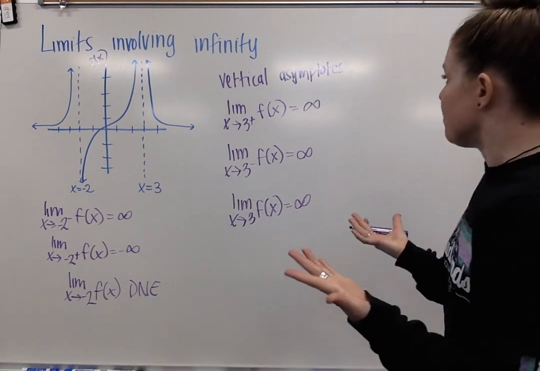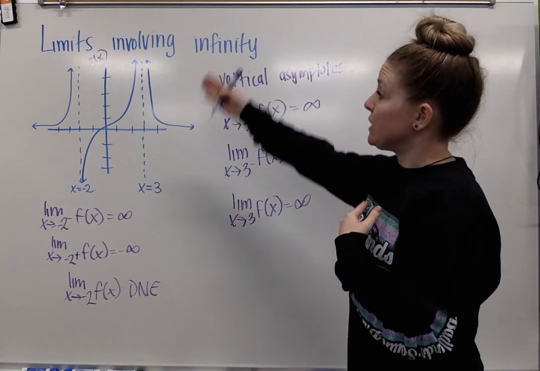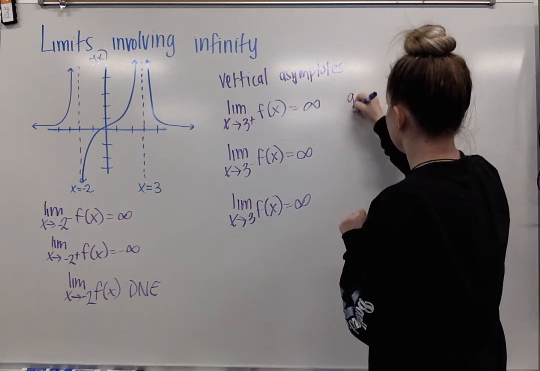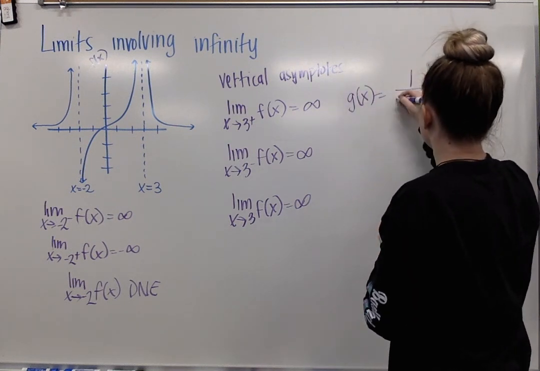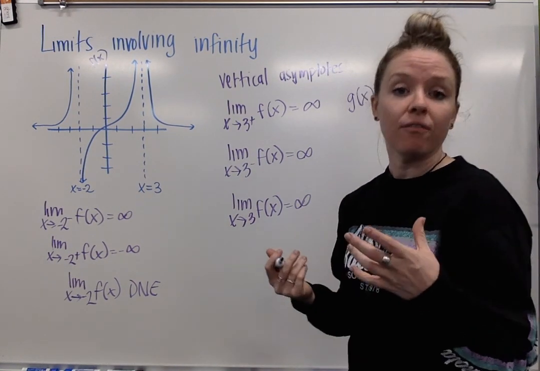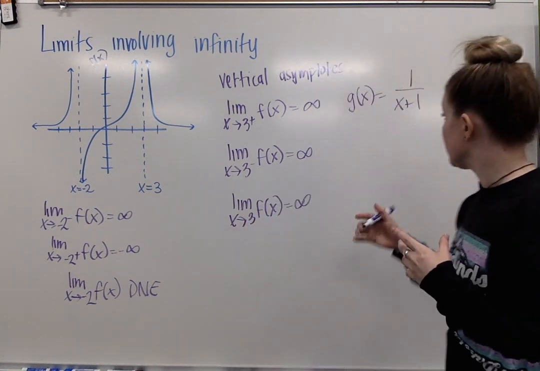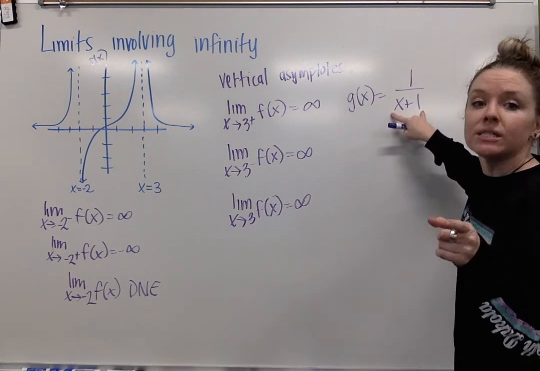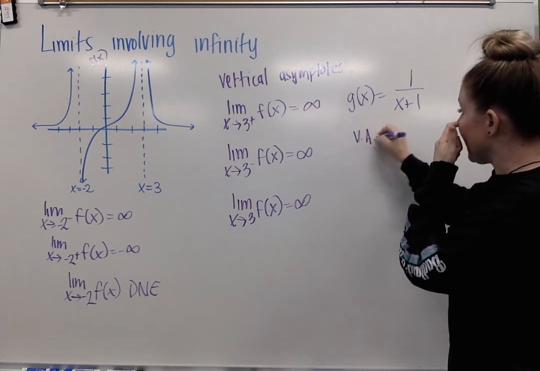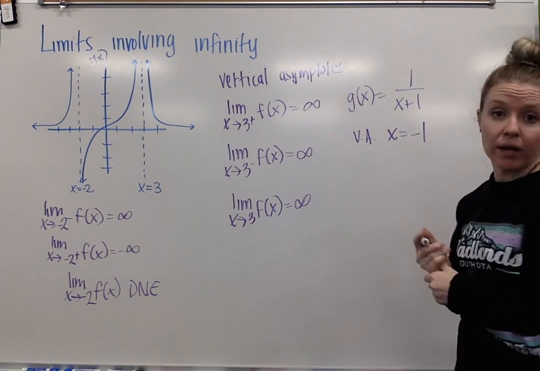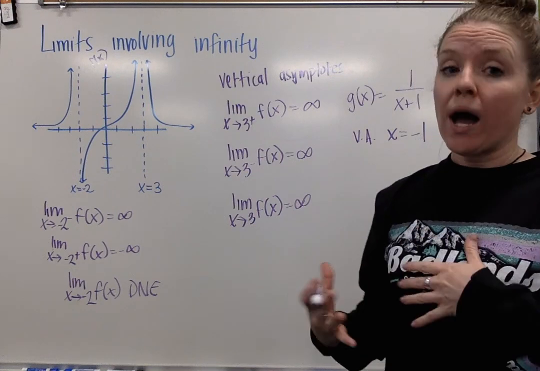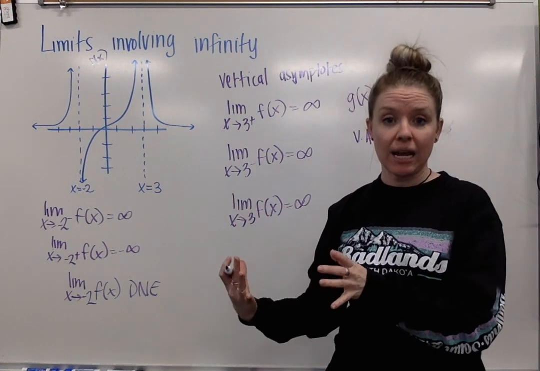Okay, just as an example, when we see this, this is not my function, so I'm not going to call it f of x. We're going to go ahead and call this guy g of x. And if we had 1 over x plus 1, based off of our previous math knowledge, we know that when the denominator equals 0, that's where we see a vertical asymptote. So here, we're going to see a vertical asymptote when x equals -1.